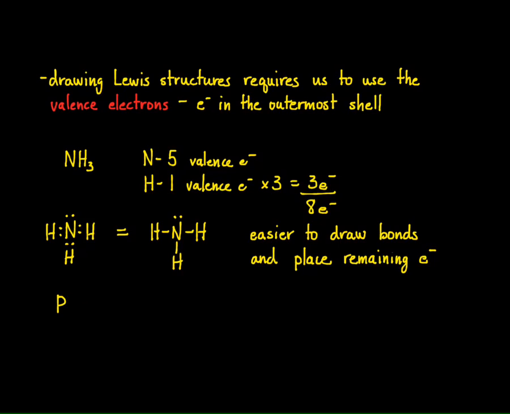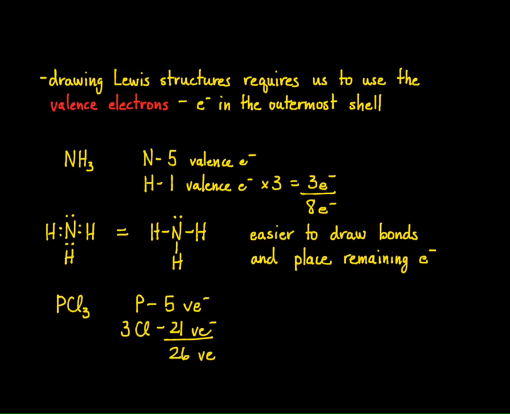As an example of how we do this, let's take a look at phosphorus trichloride. So phosphorus is right underneath nitrogen. It also has 5 valence electrons. We have 3 chlorines, and each chlorine has 7 valence electrons, so that means we have a total of 21 valence electrons from chlorine. So 21 plus 5 is 26 valence electrons. All right, so how do we place these electrons in the structure of PCl3?